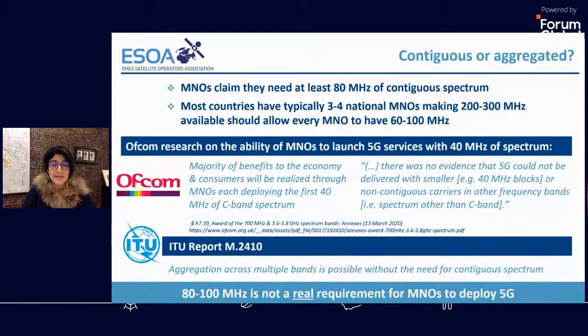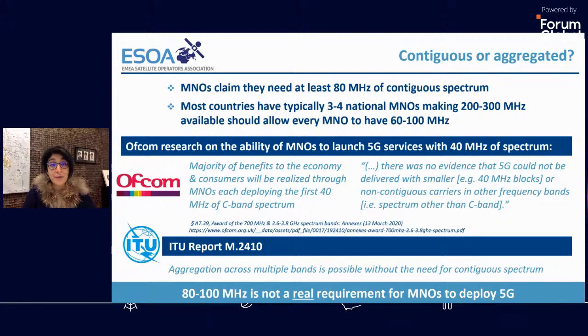So the question is whether IMT demand for C-band spectrum needs to be contiguous or aggregated. We know that MNOs say that they need at least 80 megahertz of contiguous spectrum. In most countries, you have 3 to 4 national mobile operators, and so making 200 to 300 megahertz available should normally allow each one to have somewhere between 60 to 100 megahertz.